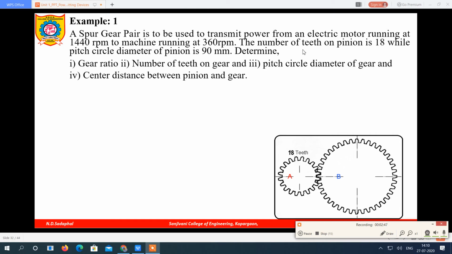So here, what is given? The electric motor is running at 1440 rpm. So the RPM of the pinion is given, and the RPM of the gear is given. As the pinion is smaller, it will always run faster, and the speed is less for the gear, because power is transmitted from pinion to gear. So the speed of the pinion is given.